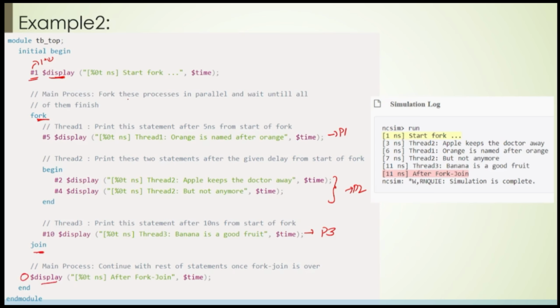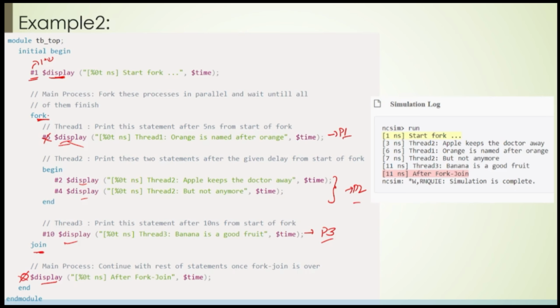From what you know about fork join, because we have already discussed it, you already know that until all the threads inside the fork join are executed, the executor will not come out of the fork join block. That is why this won't be executed at zero time delay. None of these display statements will be executing at zero time delay, because even if you didn't give the #5, this won't be executing at zero time delay.